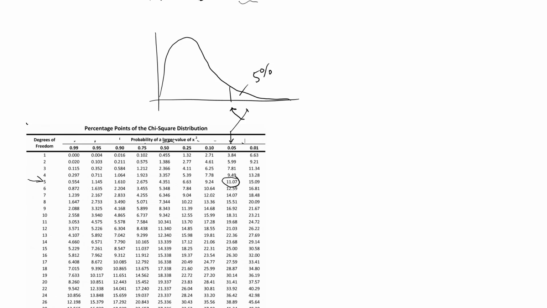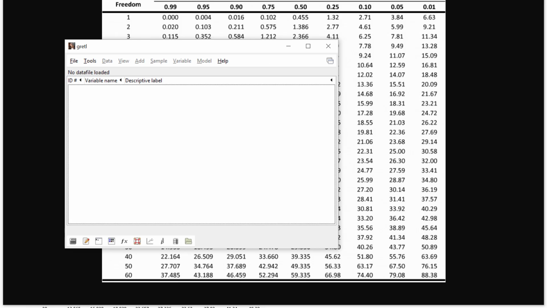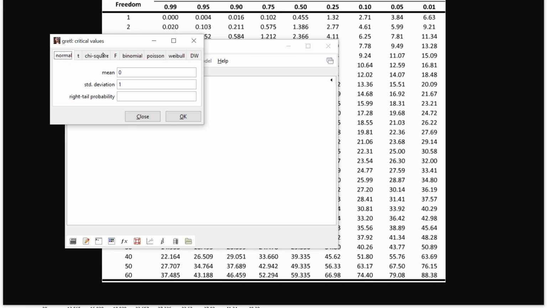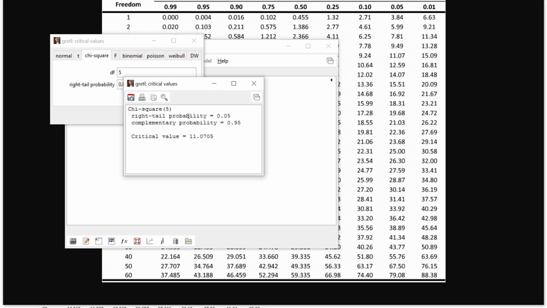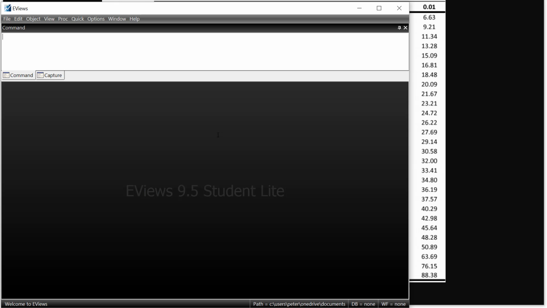You can use Gretl to find these values by going to Tools, Statistical Tables, the chi-square. So we put degrees of freedom 5 and the right-hand probability to 5%, and hopefully that will give us also the same number, 11.07.